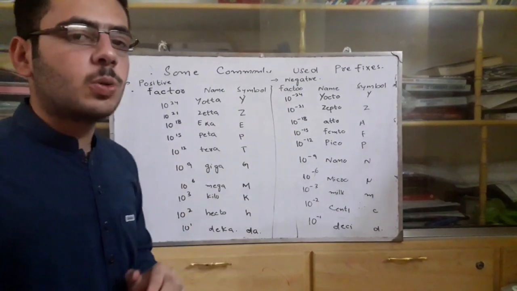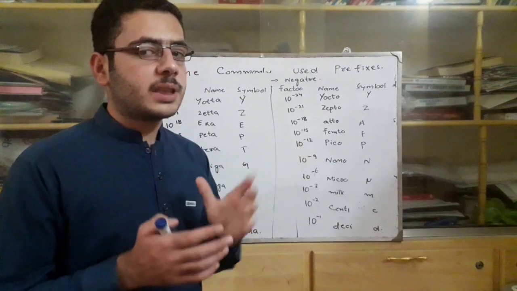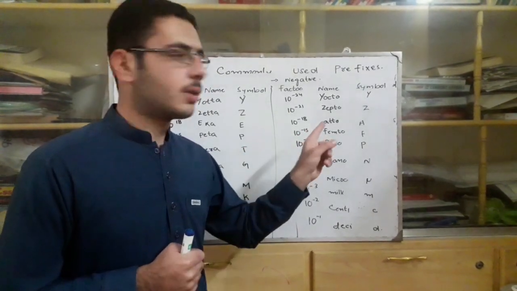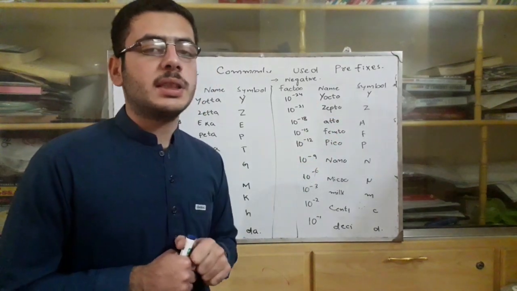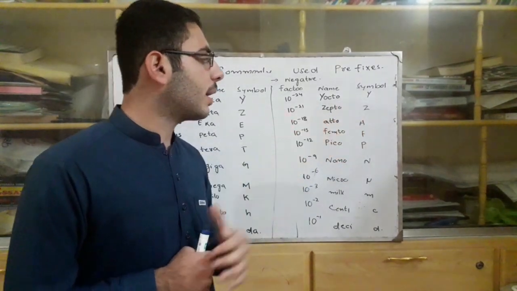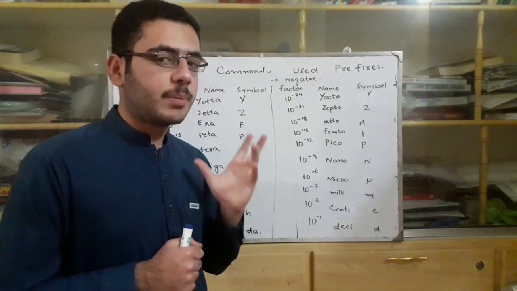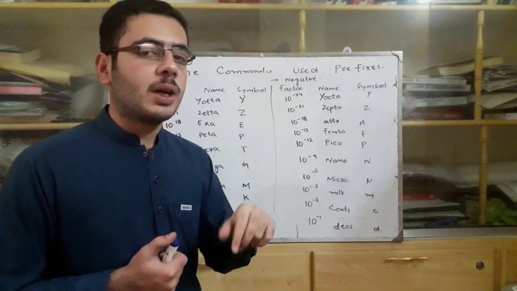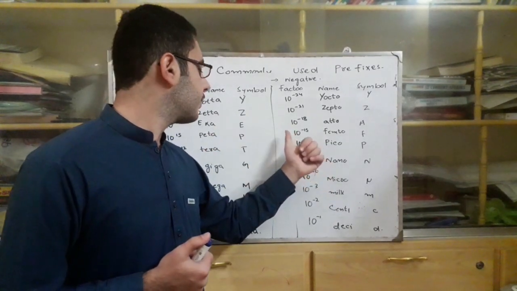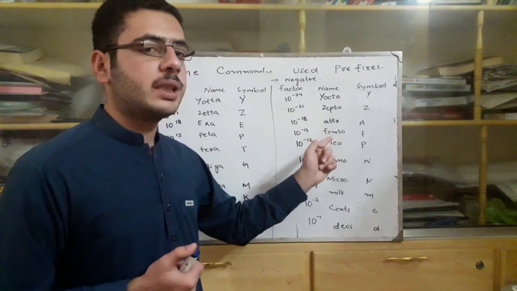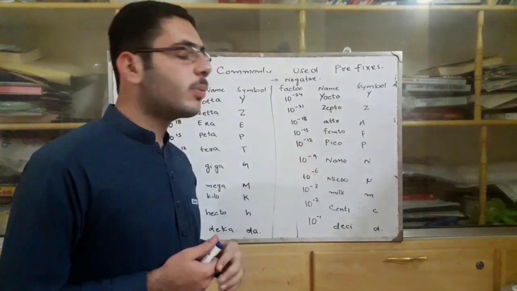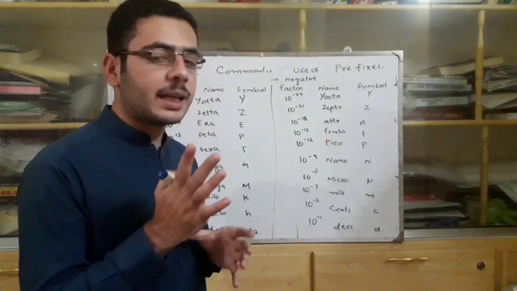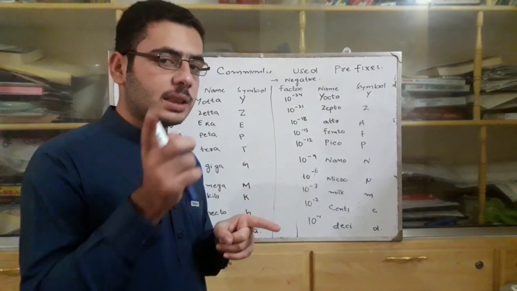Now let's come towards the negative side of some commonly used prefixes. The first one is 10 raised to power minus 24, yocto, Y-O-C-T-O, symbol Y. After that, 10 raised to power minus 21, zepto, symbol Z. 10 raised to power minus 18, atto, A-T-T-O, symbol A. 10 raised to power minus 15, femto, F-E-M-T-O, symbol F. 10 raised to power minus 12, pico, P-I-C-O, symbol P. 10 raised to power minus 9, nano, symbol N.